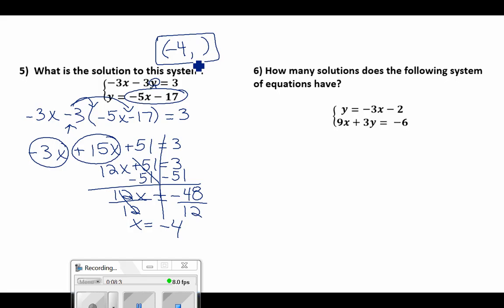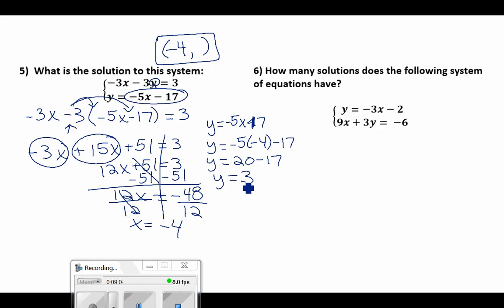Now we have to find the y value, so I'm going to take the equation that is equal to y. That is a 17. And I'm going to substitute in our negative 4. Now I can solve it. And my y value is going to equal 3. I can put that in my answer box, and I am finished.